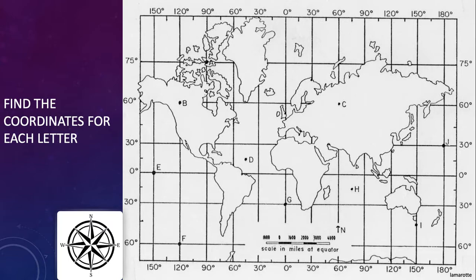and 45 degrees west. Letter E is at 0 degrees latitude and 150 degrees west. Letter F is at 60 degrees south and 120 degrees west. Letter G is at 30 degrees south and 0 degrees longitude, because it's on the prime meridian. Letter H is at 15 degrees south and 75 degrees east. Letter I is at 45 degrees south and 150 degrees east.